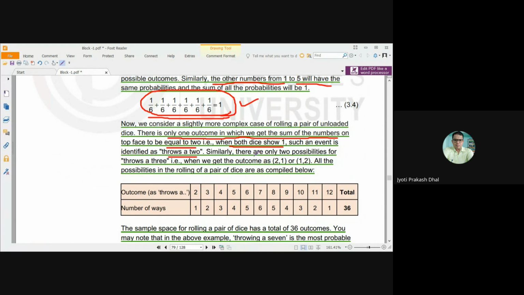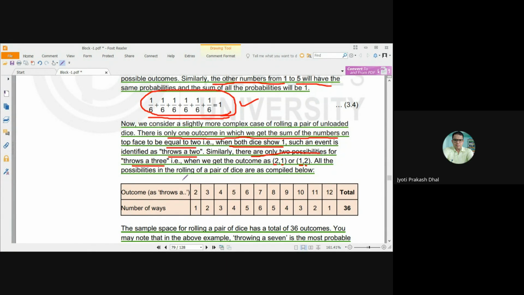Similarly, there are only two possibilities of a throw of 3. Only one possibility for a throw of 2, that is, the two faces will be 1 and 1. And there will be two possibilities for a throw of 3. The first dice shows 2 and the second dice shows 1, or the first dice shows 1 and the second dice shows 2.